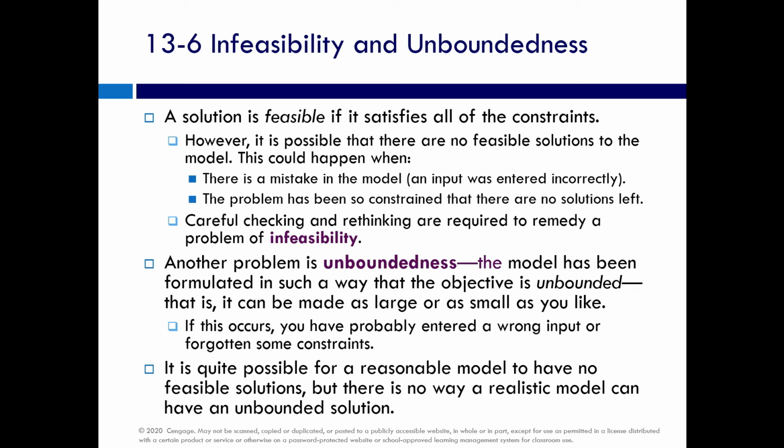Infeasibility and unboundedness. A solution is feasible if it satisfies all constraints. However, it's possible there are no feasible solutions to the model. This is a mistake in the model. An input was entered incorrectly, or the problem was so constrained that there's no solution left. Carefully checking and rethinking are required to remedy the problem of infeasibility.